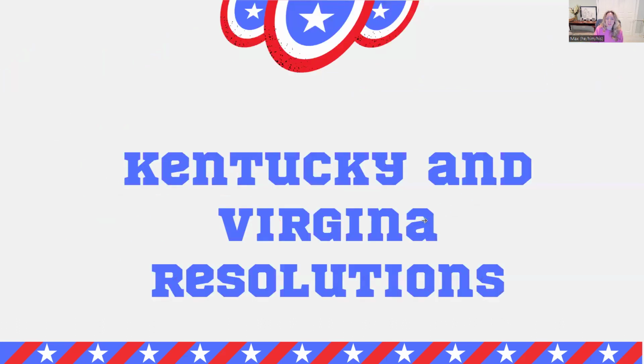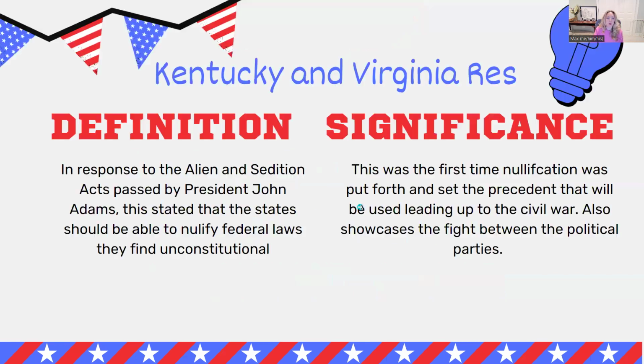Kentucky and Virginia resolutions. So we're zipping forward a little. We've gone through Washington and Hamilton's financial plan, and now we're into John Adams and the wars raging between France and Great Britain. John Adams, ultra-federalist, passes the Alien and Sedition Acts, which is like the first time in history where the president has passed something that everyone's like, I feel like that violates the Bill of Rights.